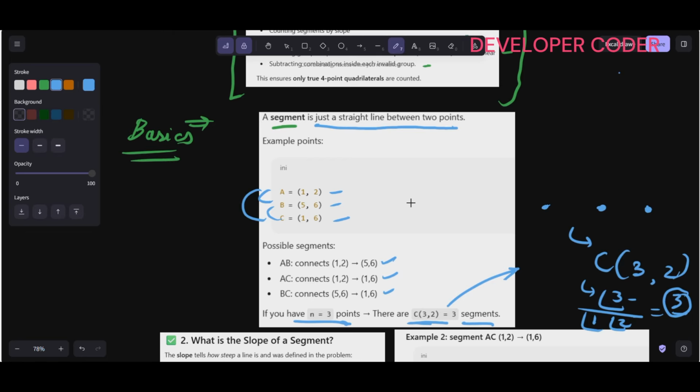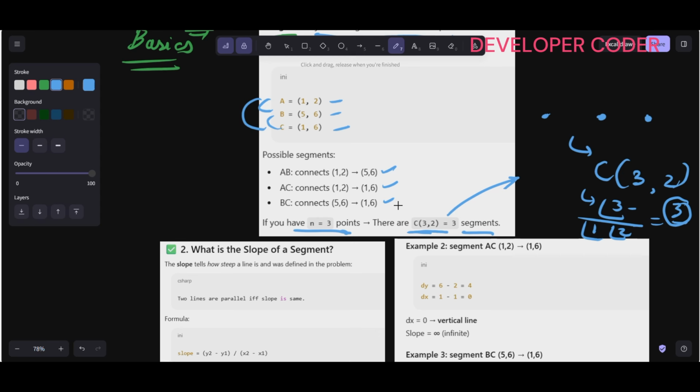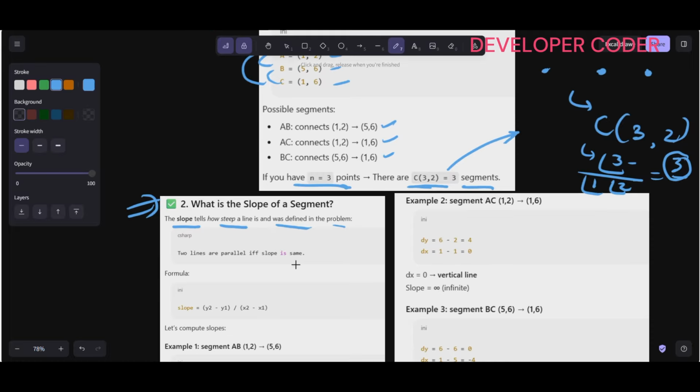All right, now what is the slope of a segment? Very important thing that we are going to use in this problem. The slope tells how steep a line is and was defined in the problem. So two lines are parallel if the slope is the same. And how do we calculate the slope? We calculate the slope like this: y2 minus y1 over x2 minus x1.